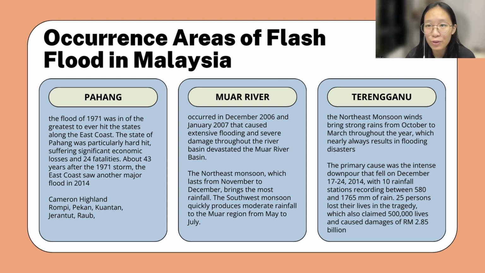The last one is Terengganu. The northeast monsoon wind brings storm rains from October to March throughout the years, which nearly always result in flooding. The primary cause was the intense downpour that fell from December 17 to 24 in 2014, with 10 rainfall stations recording between 580 and 1765 mm of rain. It caused 25 persons to lose their lives in the tragedy, and caused damage of 2.85 billion ringgit Malaysia.